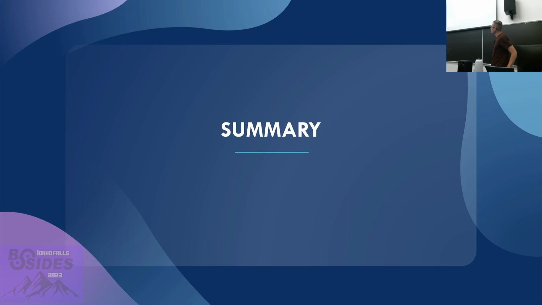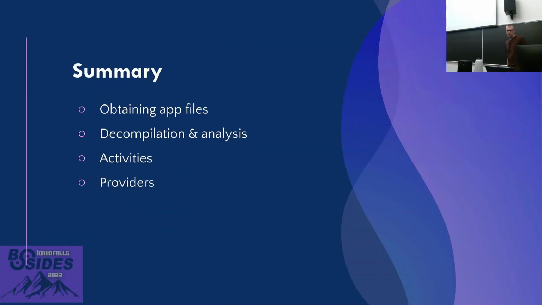Alright, so now let's go back and look at a little bit of a summary of what we talked about. We talked about obtaining an application's files. So in order to analyze an app for vulnerabilities, you don't always need it, but generally you're going to want the APK file so you can look through the code. You want to decompile it so that you can actually read the code. And then you want to do your analysis to see what components of the app are accessible to other applications on the device, and what you might possibly be able to do to exploit it.